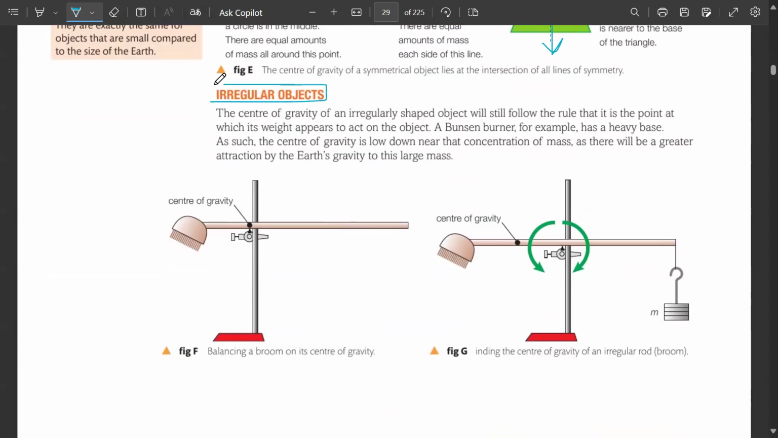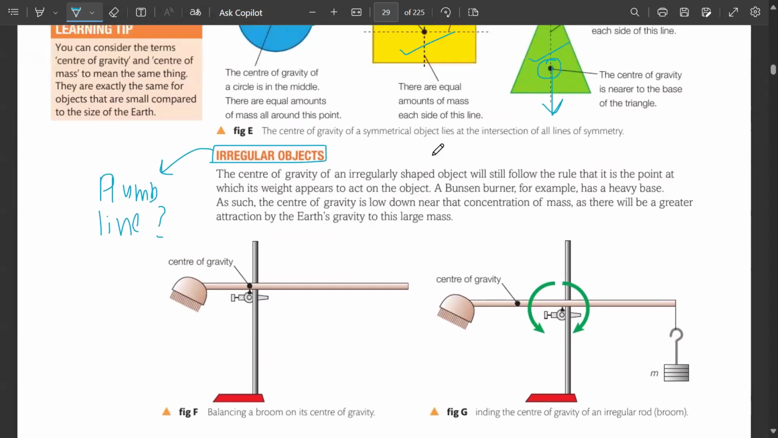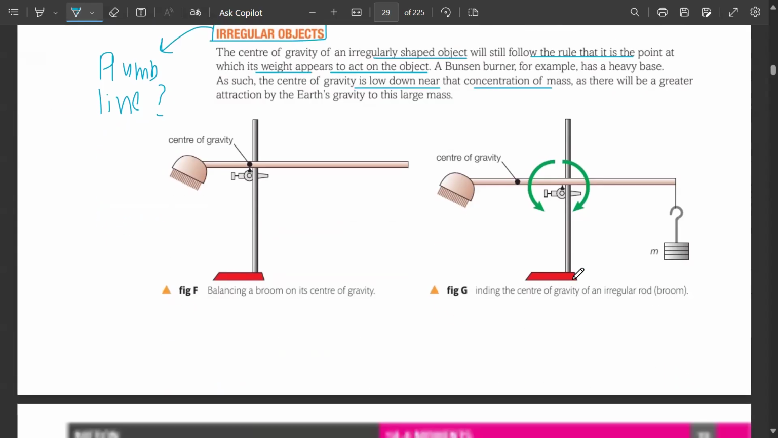So for an irregular object, I told you you can use the plumb line method. You can see a video about what the plumb line method is, but the center of gravity of an irregularly shaped object will still follow the rule that it is the point at which its weight appears to act on the object. A Bunsen burner, for example, has a very heavy base, and the center of gravity is low down there, at the concentration of the mass.